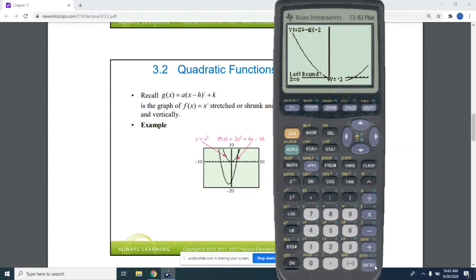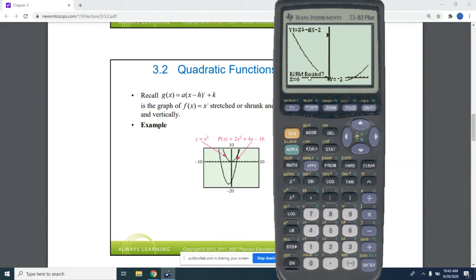A left bound simply means that I must set a point physically to the left of my vertex. On my screen, notice here is my vertex, here is my cursor, and my vertex is right here. Since my cursor is already to the left, I'm simply going to hit enter. Notice that it pops up a sideways triangle, and it should fall to the left of your vertex.